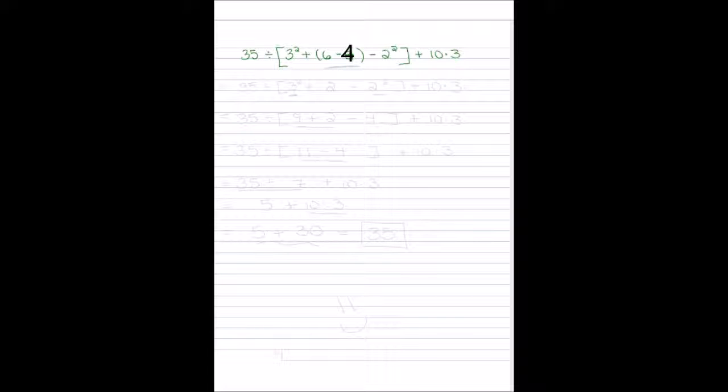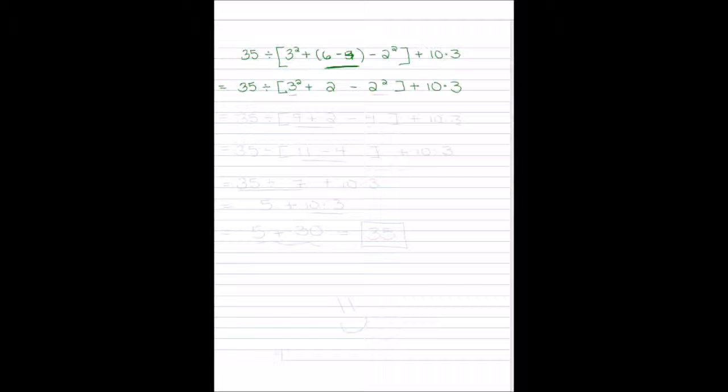Okay, so order of operations says we should do parentheses first. You notice you have parentheses and you have brackets. You always want to do the innermost parenthesis first. So I'm going to do the 6 minus 4 first. Everything else I just bring down. If I didn't underline it, I just bring it straight down. So the only operation I'm doing is the 6 minus 4.